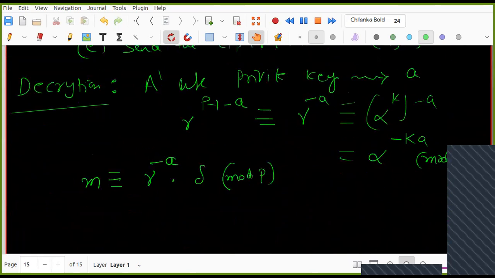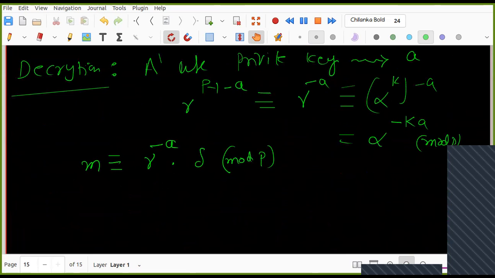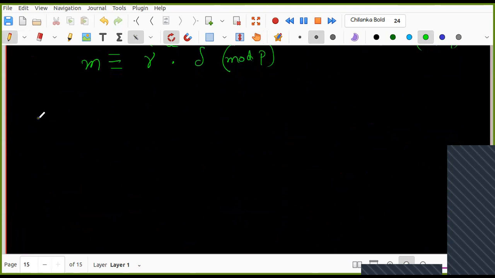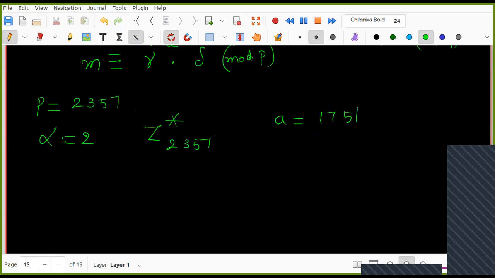I don't think it is difficult for you to understand why this is equal to this. Do you want an example? I'll go a little faster. Take p equal to 2357, a nice prime number, a product of consecutive prime numbers. Alpha equal to 2 is a generator for this Z star 2357. Now a is equal to 1751, arbitrarily chosen by A.